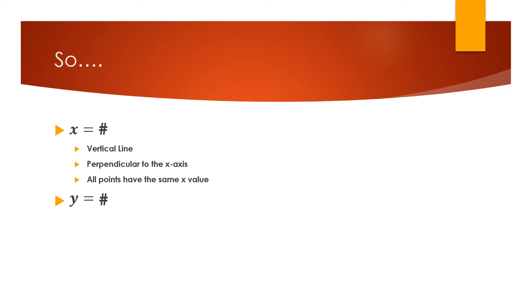And if you have y equals a number, it's going to be a horizontal line. It's going to lay flat. It's going to be perpendicular to the y-axis, so it's going to cross the y-axis at a 90-degree angle. And all the points are going to have the same y value as whatever that number is.